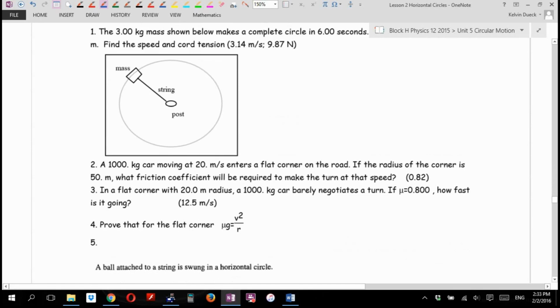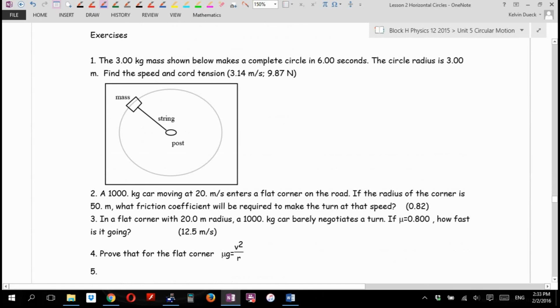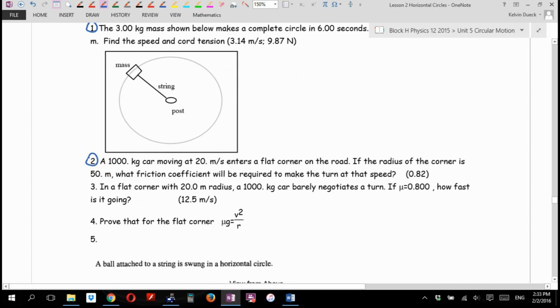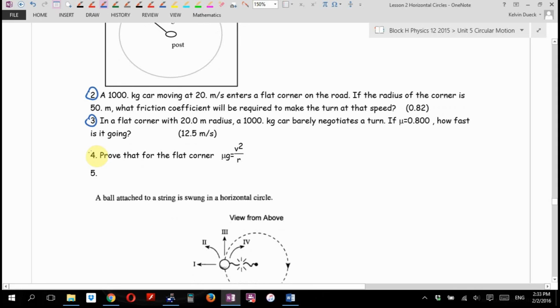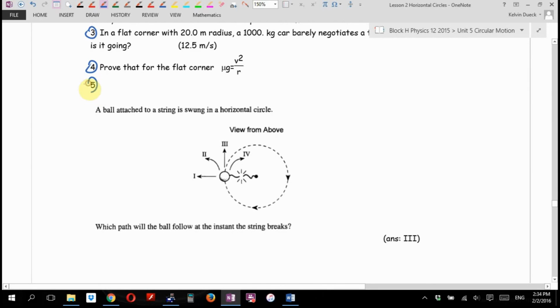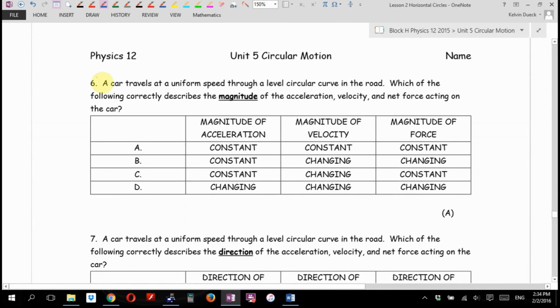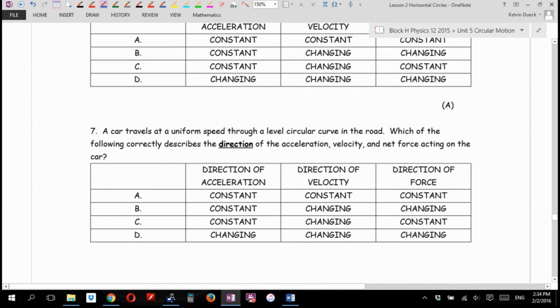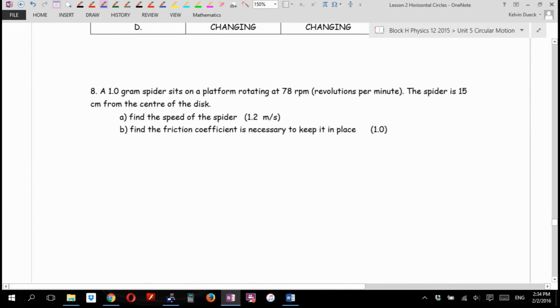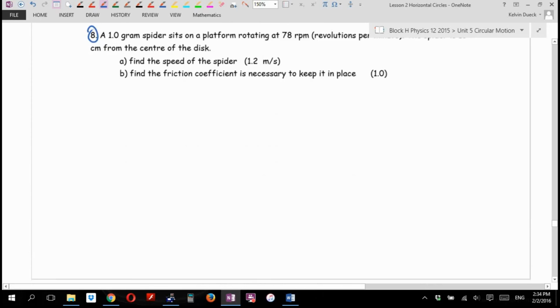I'm going to come back to example 7 and example 8, but for starters, you can try number 1. I haven't done an example like that. Number 2 is certainly fair game. Number 3 is certainly fair game. Those are roads. In fact, if you want to, you can prove that for a flat corner, mu times g equals v squared over r. In fact, I think we already did sort of prove that. 5 is fair game. 6 is fair game. 7 is fair game. 8 is fair game. You've assigned everything so far.